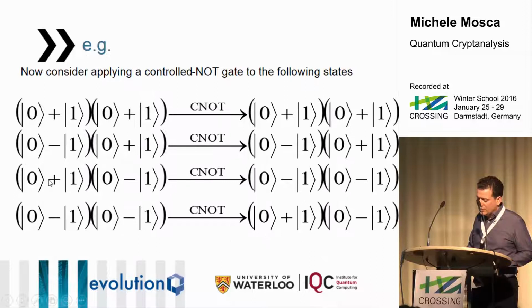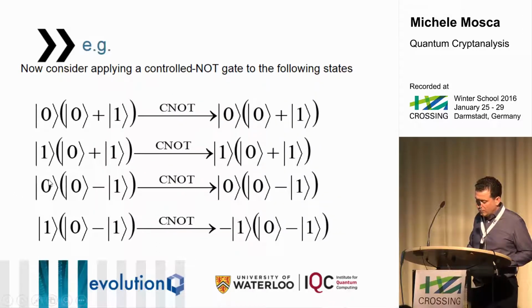It gets a bit interesting. Again, here the control bit is 0, so nothing happens. But if the control bit is 1, and the target bit, as we call it, is 0 minus 1, well, 0 minus 1 stays 0 minus 1, but it picks up that phase factor of minus 1. So this is a 2-qubit state, so it's a 4-dimensional vector space. These are the eigenvectors of the controlled NOT operator in that 4-dimensional space.